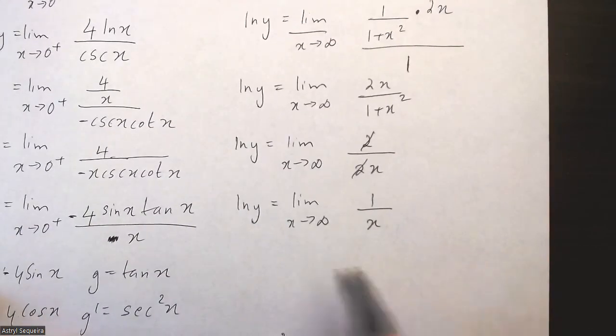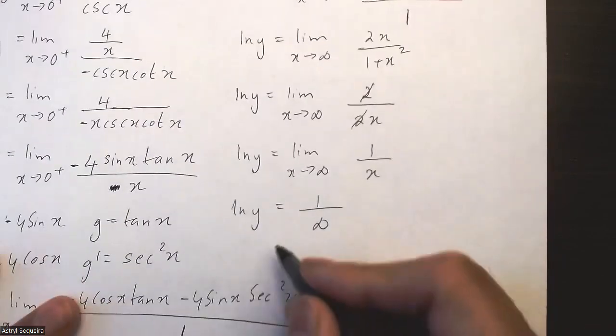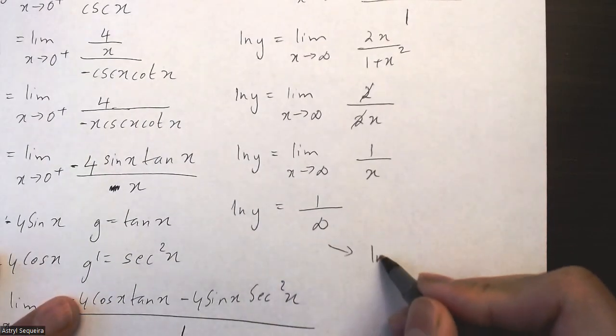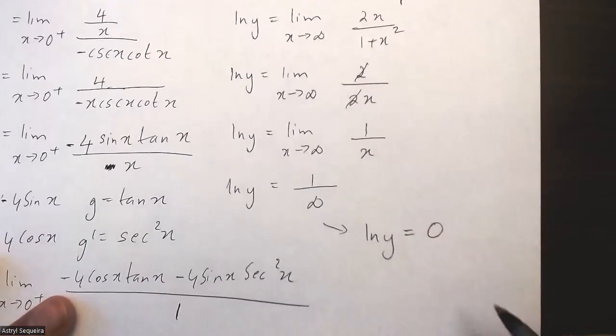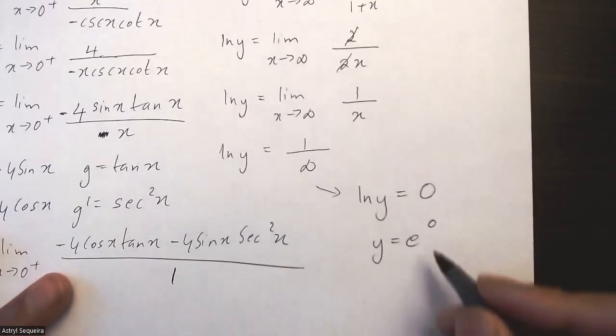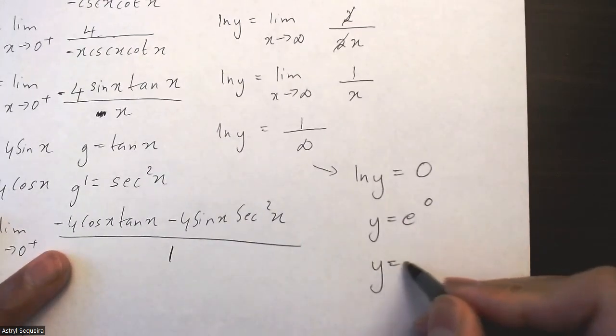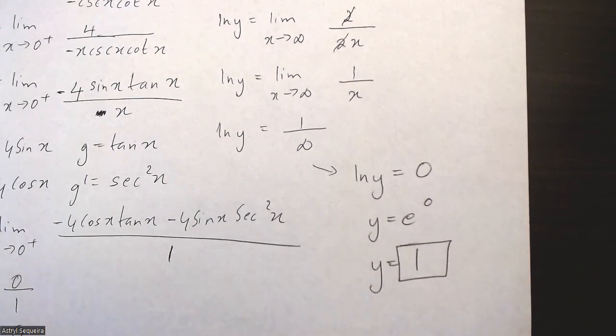And sub an infinity into this now, so ln y is just 1 over infinity. 1 over infinity is just 0. That's not indeterminate, so ln y equals 0. Move the ln to the other side, so y equals e to the power of 0. E to the power of 0 is just 1, so the limit again just approaches 1 as x approaches infinity in this question.